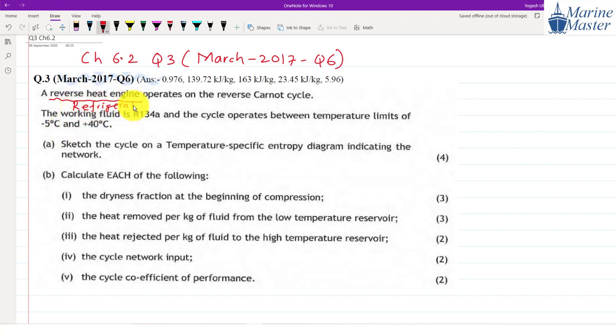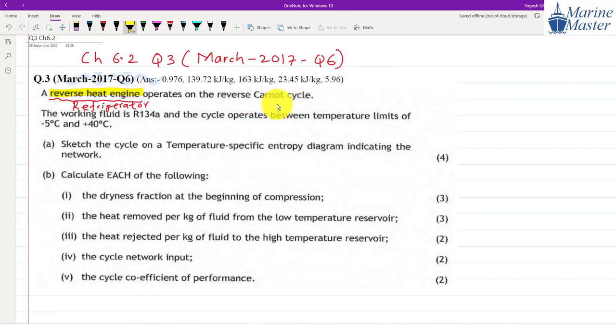A reverse heat engine is nothing but a refrigerator. This word is only to make you confused: how does a heat engine come here? In scientific terms, a reverse heat engine means a refrigerator. So here we have a refrigerator which works on the reverse Carnot cycle.